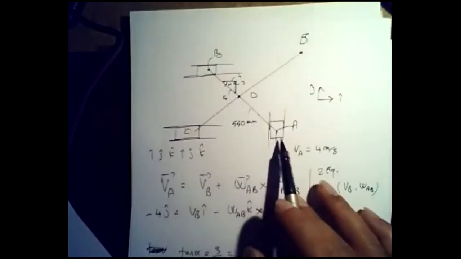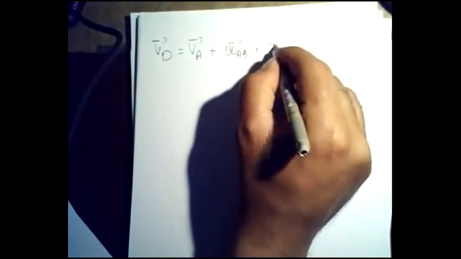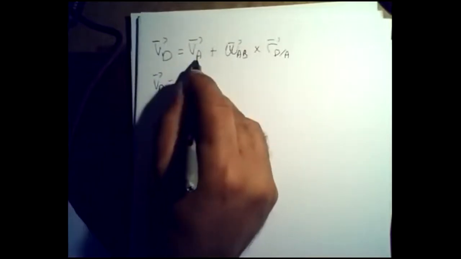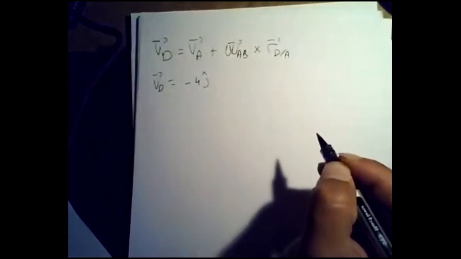D is a point that belongs to this link. It's a pin, so it definitely has a velocity. What I will do is relate the velocity of this point to point A. So VD is equal to VA plus omega AB cross R D as viewed from A. And now VA, what was VA? Minus 4J.